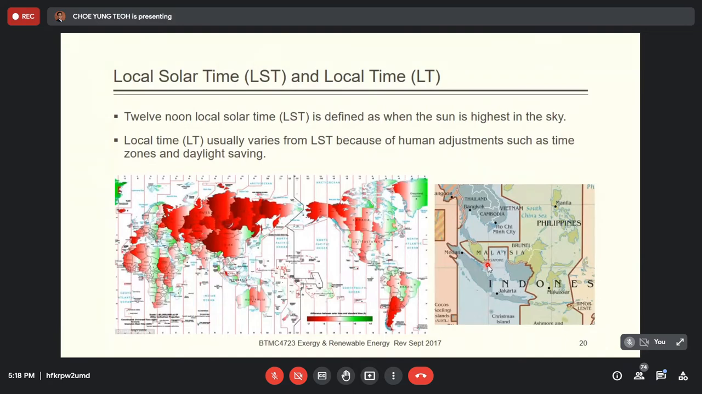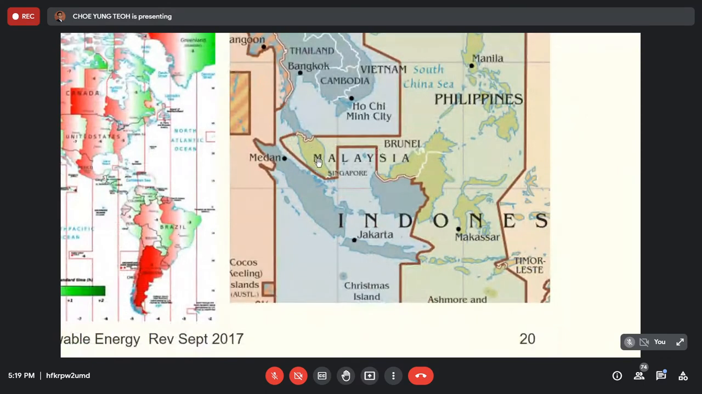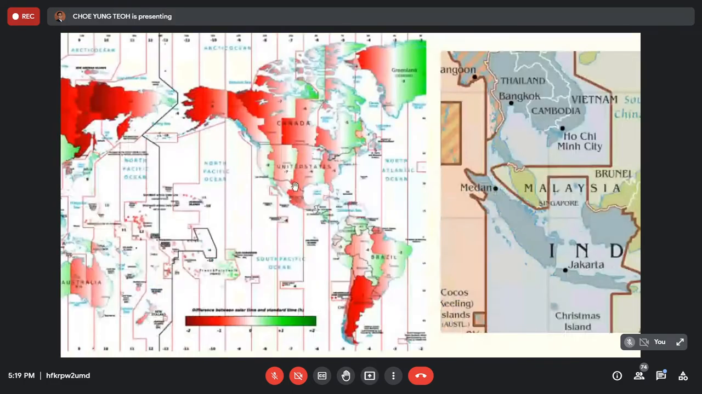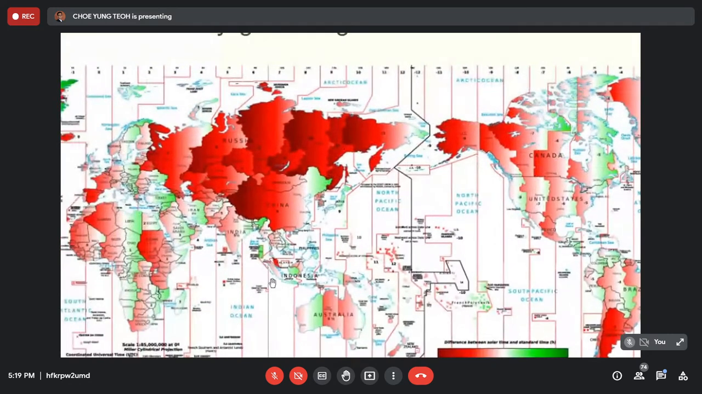Okay, if you look at the figure on the right hand side, you can see that Malaysia includes Peninsular Malaysia, Sabah and Sarawak. But if you look at the time zone, where is Malaysia? Oh yeah. Can you see the red point? This is Malaysia. So Peninsular Malaysia, you can see, is at 7 o'clock, or time zone of plus 7. Actually, Peninsular Malaysia is in the zone of plus 7. But Sabah and Sarawak are in the zone of plus 8.